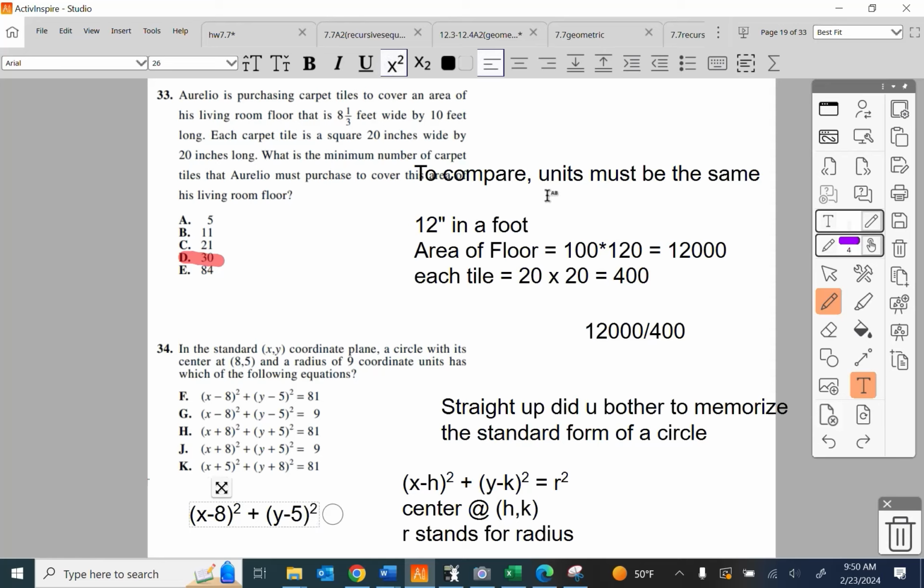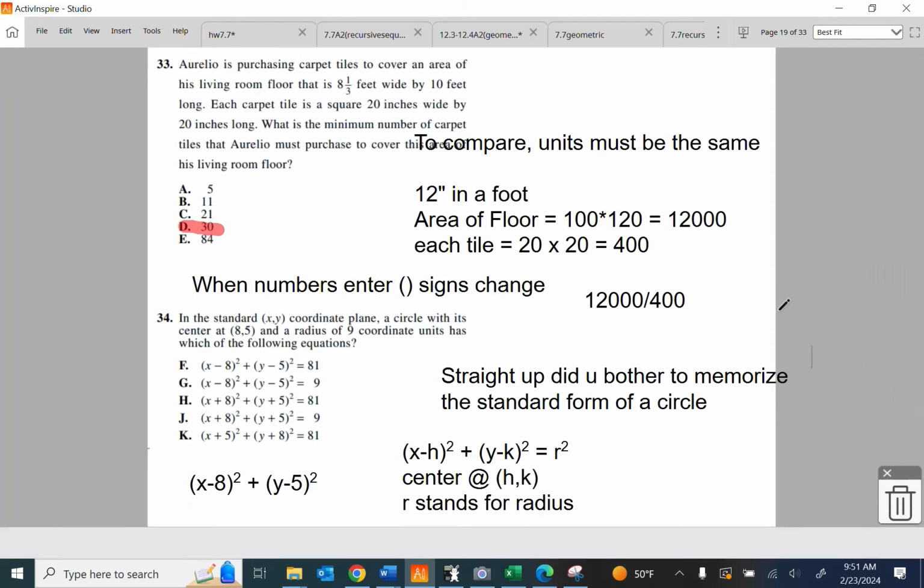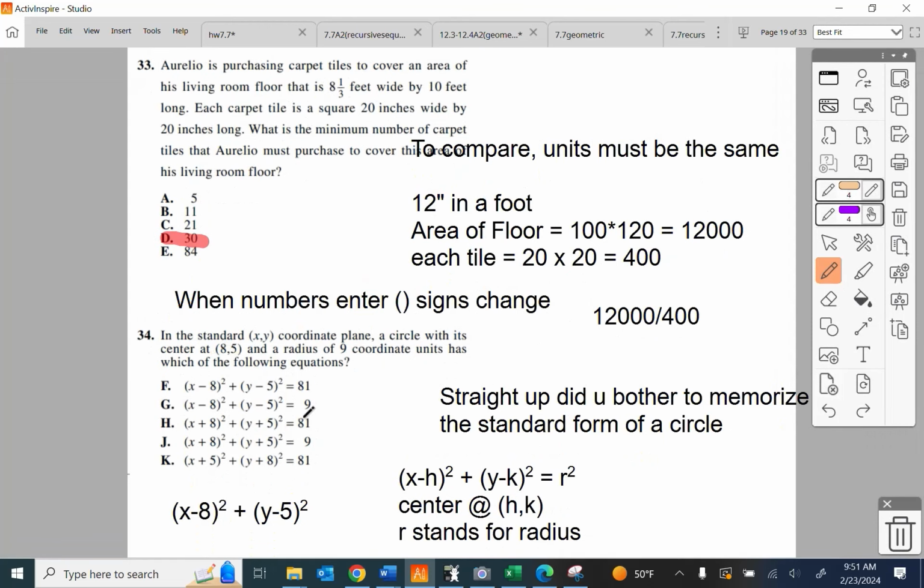And you know, if you're one of my kids, I don't know how many times I've told you this, but when numbers enter parentheses, signs change. So let's just keep that in mind. The sign has to change. These were positive. Gone, gone. That one makes no sense. That's mixing y's and x's. X is 8. Should be there with x. So these are the only two things that remain. They're the only two logical things to use.